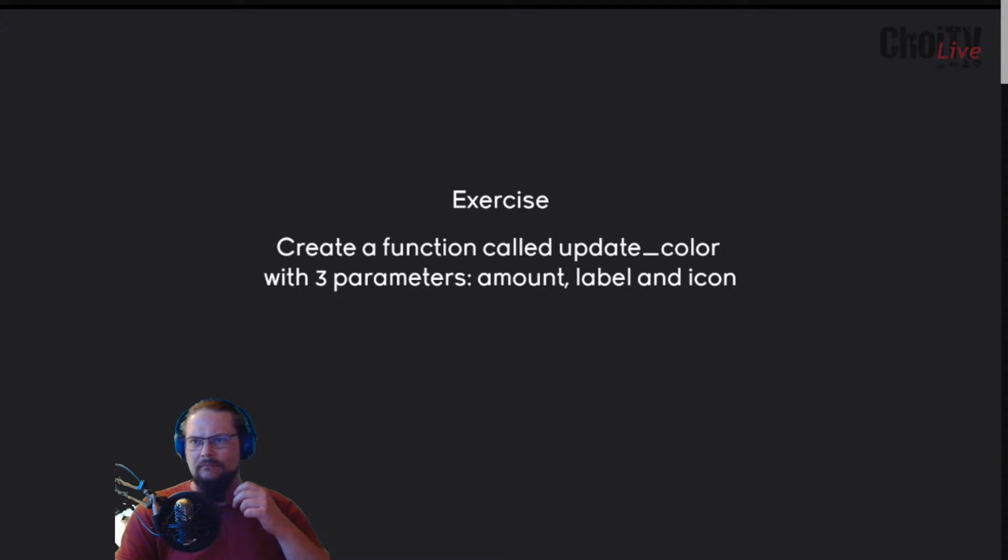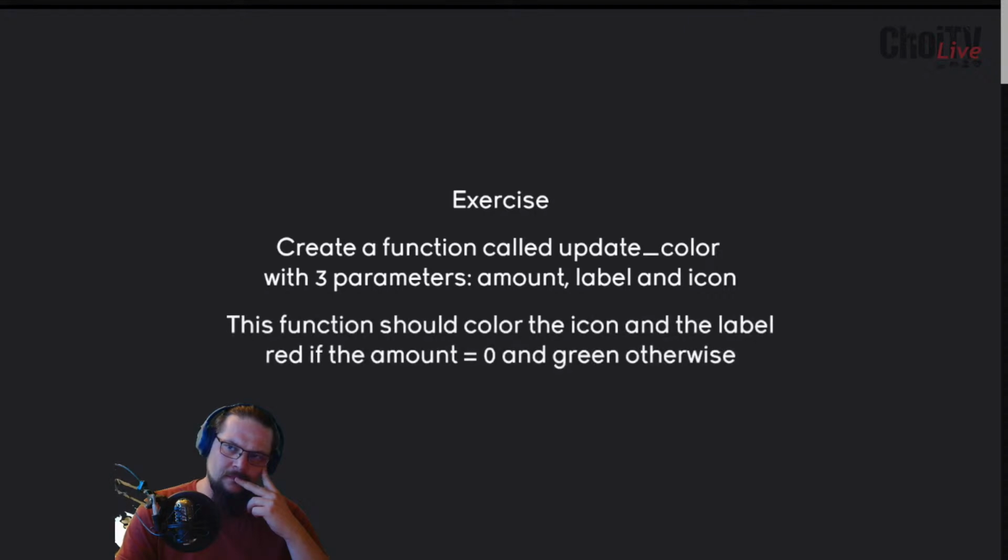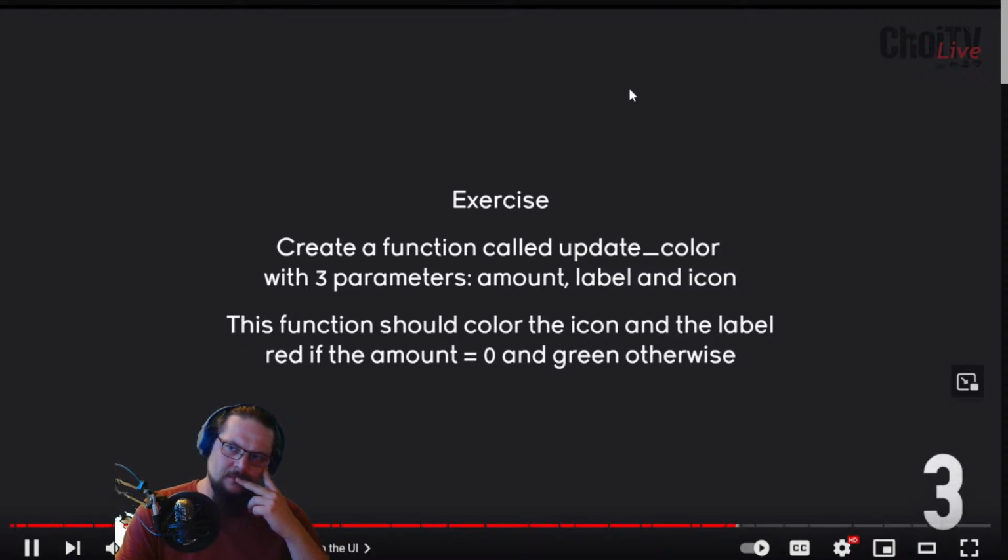I want you guys to create a function called update color. And this one has 3 parameters: the amount, a label, and an icon. And this function should color the icon and the label red if the amount is 0 and otherwise green. Pause the video now and try to make this one work.